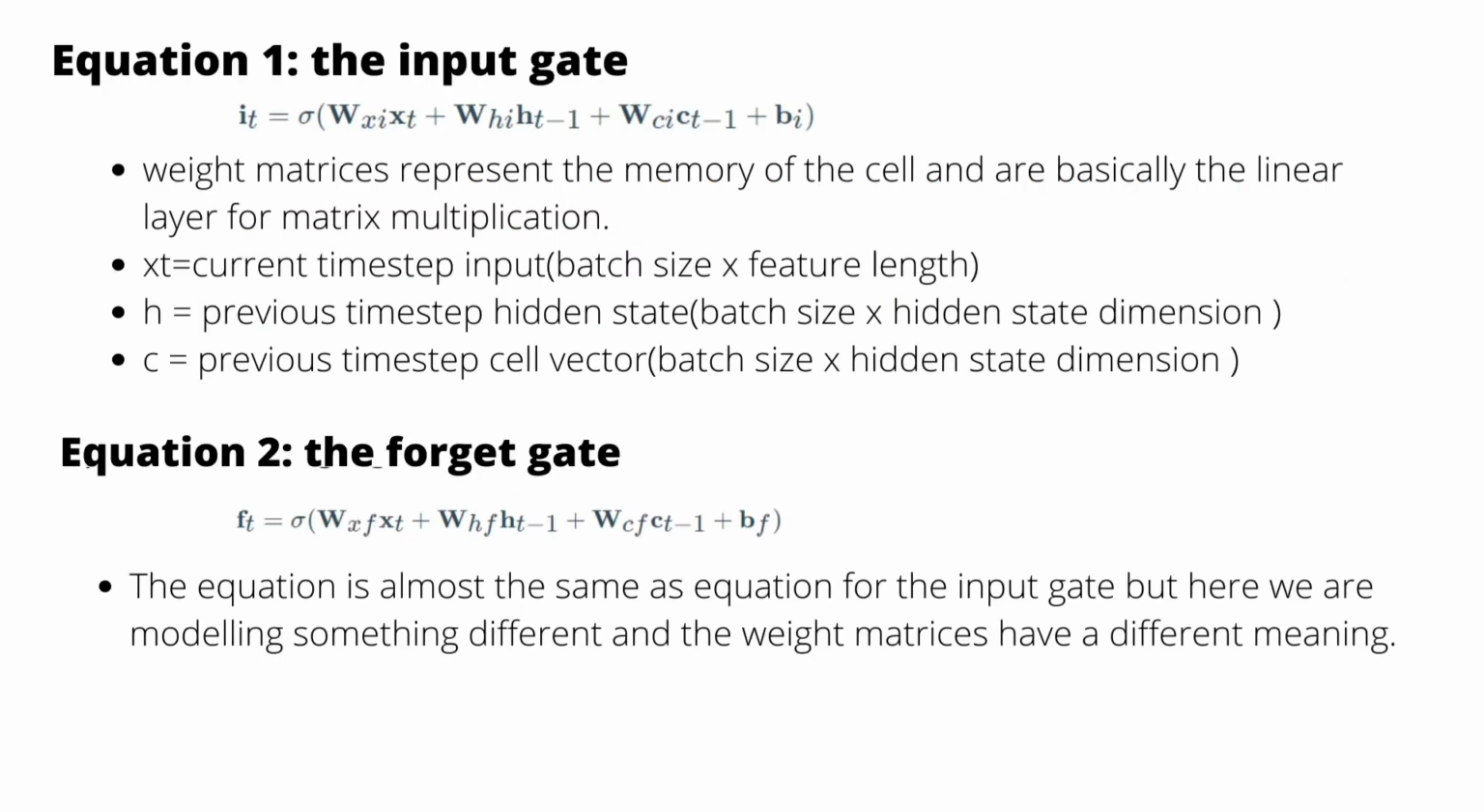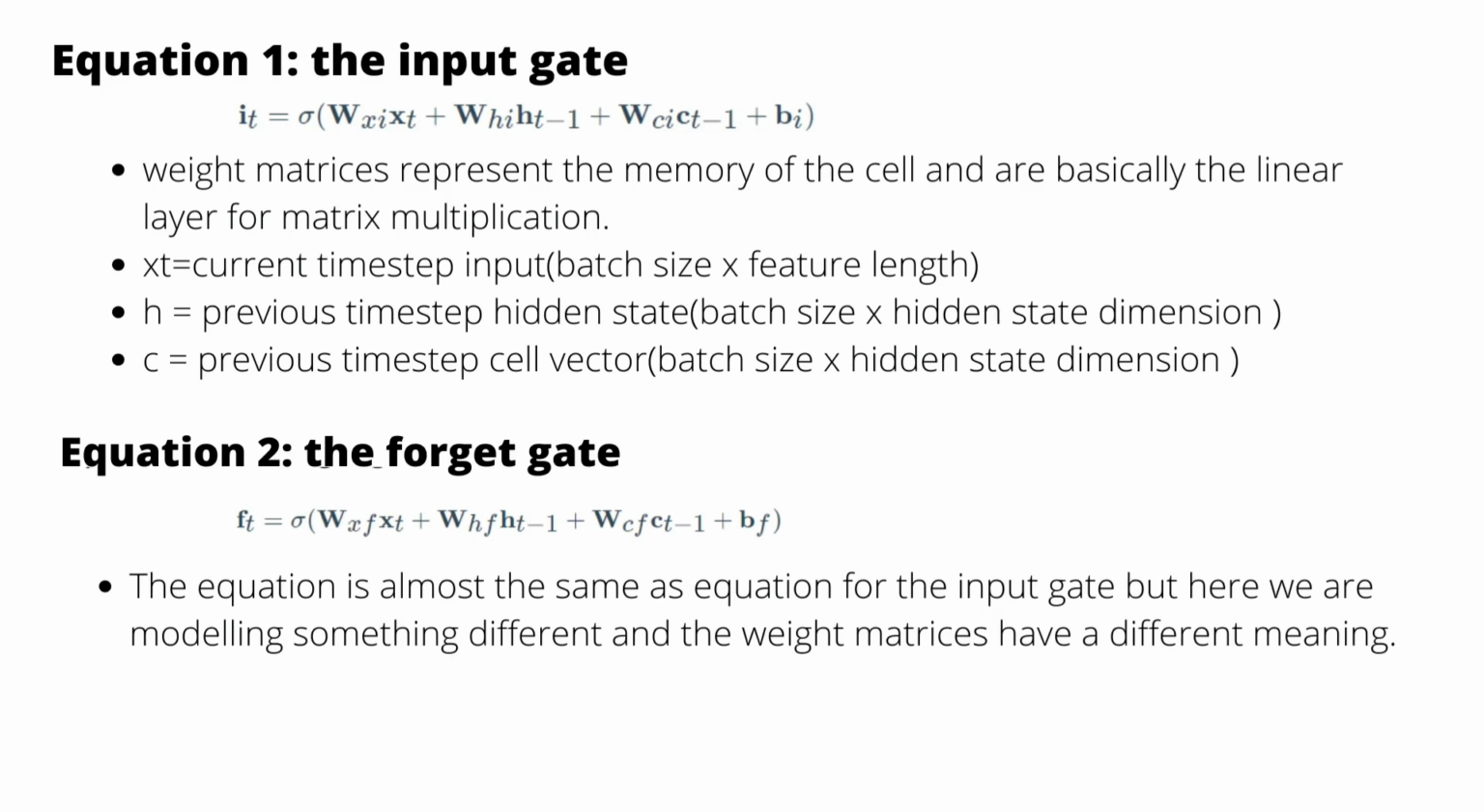So I'll move further. The first equation is of the input gate. As you can see, it is obtained after applying the sigmoid activation over this linear combination. There is this weight matrix with a matrix multiplication with x_t, the input at the current time step. Then you have h_{t-1}, with which there is another weight matrix product, and a third weight matrix that calculates the product with c_{t-1}. Here h_{t-1} is the previous hidden state vector, and c_{t-1} is the previous cell vector, that is the context vector.